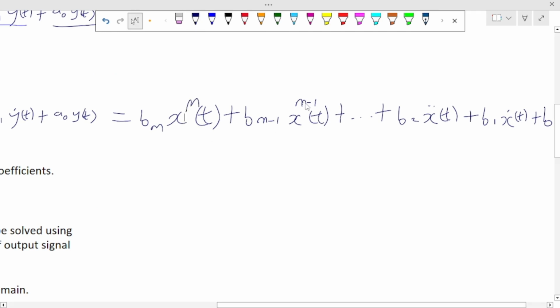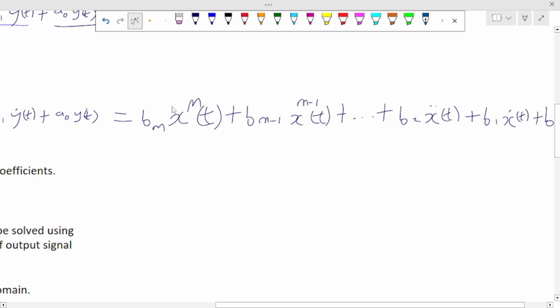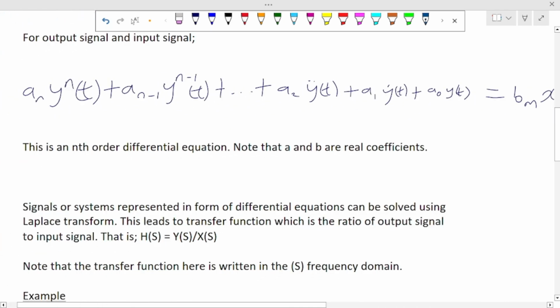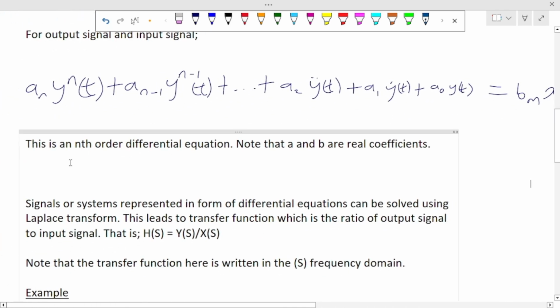If this is M minus 1 and this is M, of course, we are just using different letters for the sides. On the output side we are using N, and on the input side we are using M. We can actually use the same letter, N here and N here, after all, we call this an nth order differential equation. That's what we named it. But those are just notations.